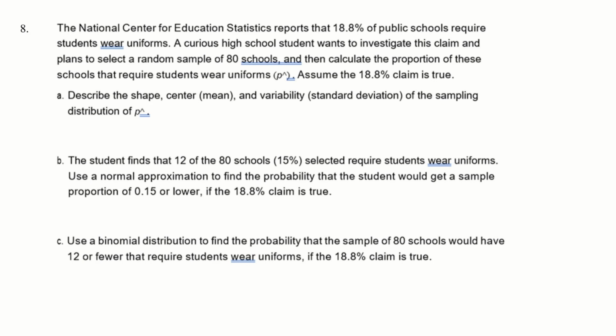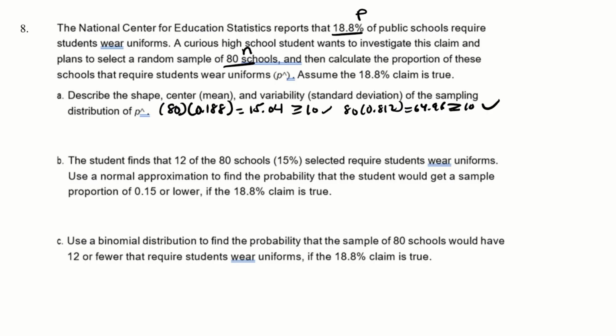Okay, so let's look at the shape. We want to look at the large counts condition. Remember it's n times p, right? So here we have n, and then we have our p. Let's verify that: 80 times 0.188 is 15.04, which is greater than 10. And then 80 times 0.812, that's 1 minus p, is 64.96, which is greater than or equal to 10. Okay, so we got that. So it's approximately normal.